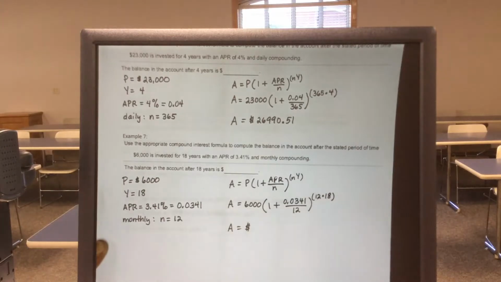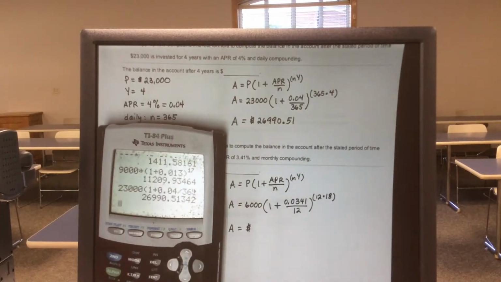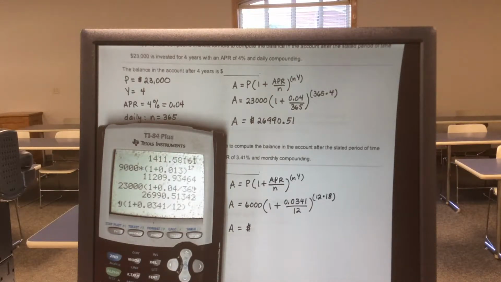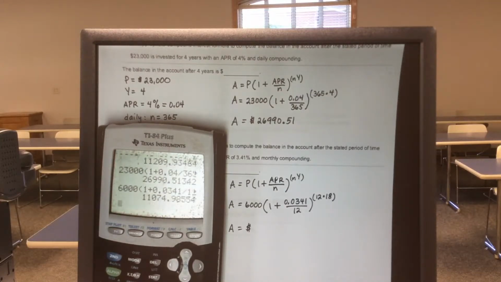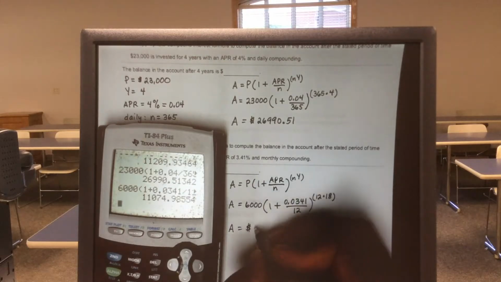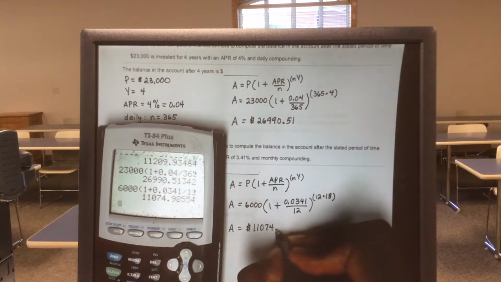So to find out what that amount is going to be, here we're going to do 6,000, and then left parentheses 1 plus 0.0341 divided by 12, close parentheses, and then press the hat key for your exponent, then left parentheses 12 times 18, close parentheses. This will be $11,074, and to 2 decimal places, 0.99.